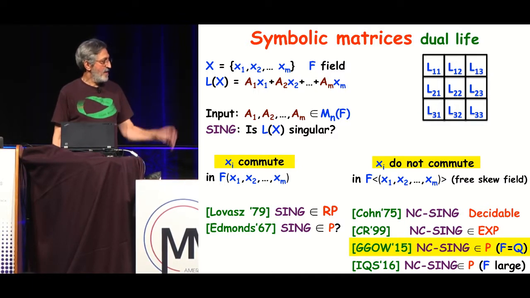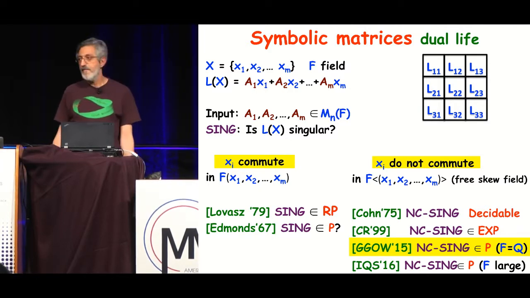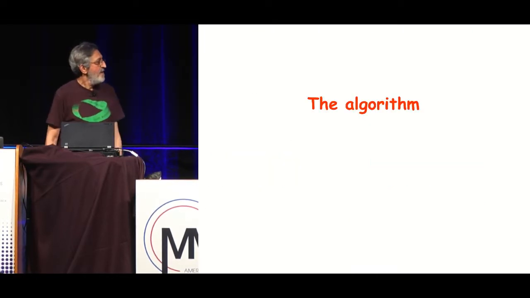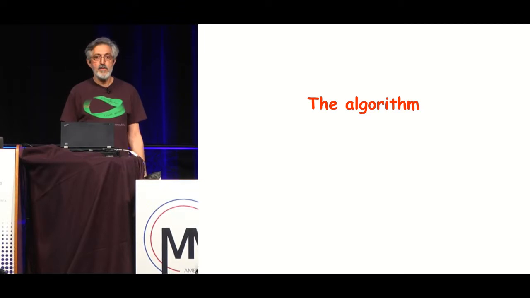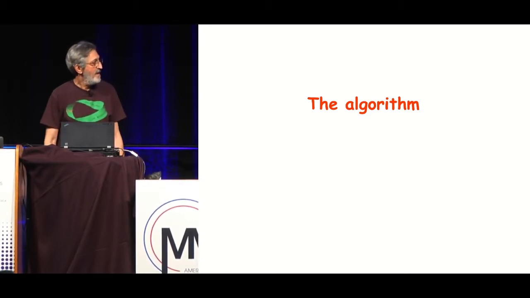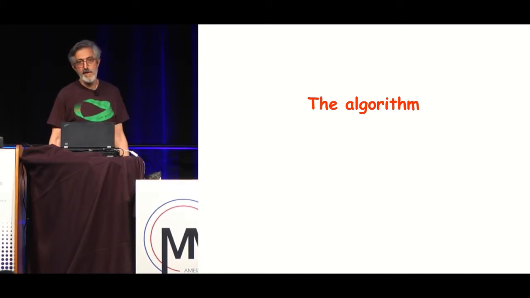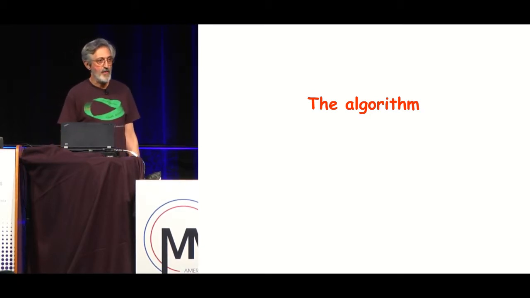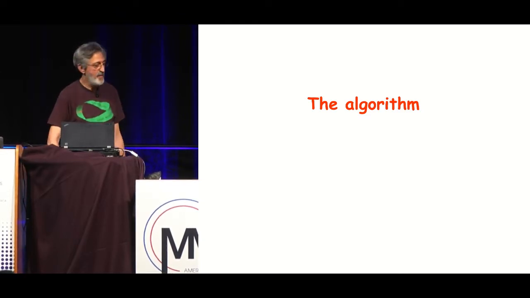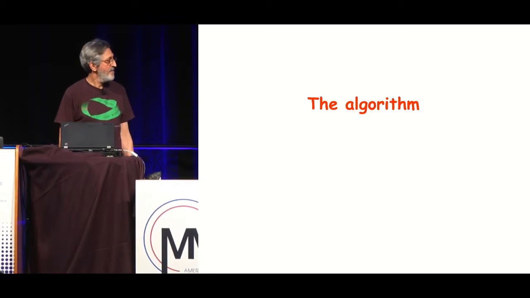So I'll tell you today about this first algorithm for fields of characteristic 0. And I want to now introduce the algorithm, this alternate minimization algorithm that I promised. It's a very special type of heuristic. And I'll introduce it first on the combinatorial problem of perfect matching, and then I'll turn to explain how it works in the more general problem of singularity of symbolic matrices.